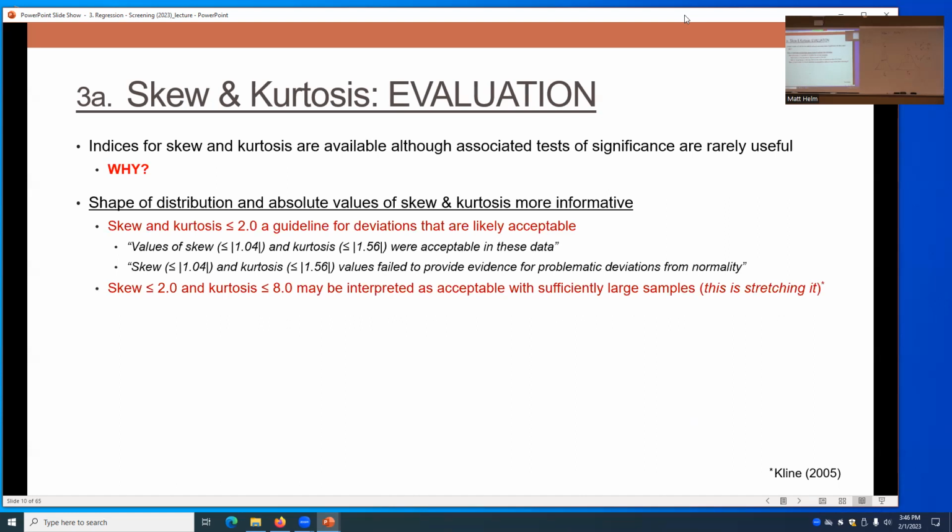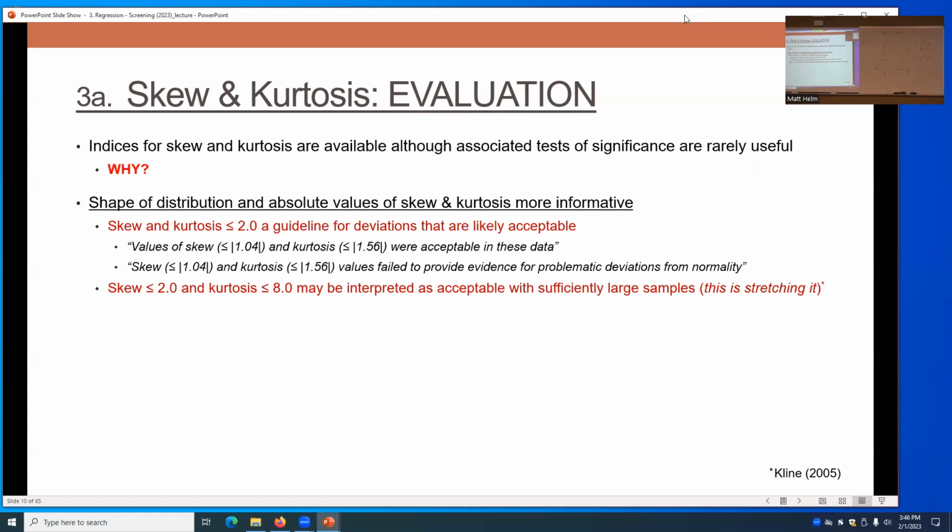What you don't want to do is say, oh, skew and kurtosis were less than 2, and so the data is normal. That's not the case. If I get a skew of 1.5, what does that data look like? Pretty obviously skewed, right? So it's ridiculous to describe it as normal when it's clearly not.